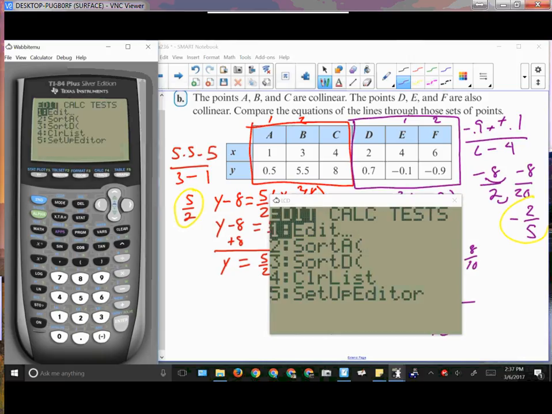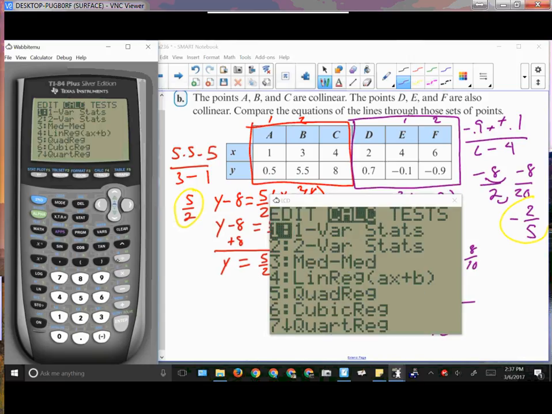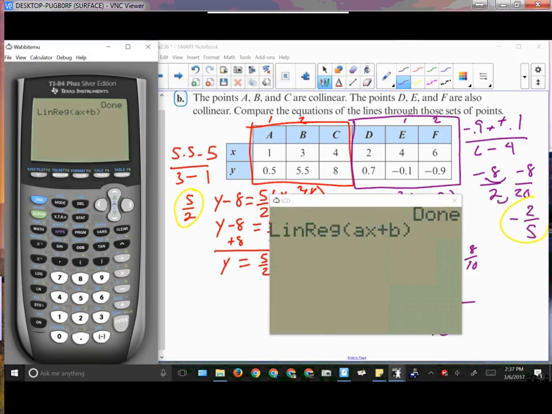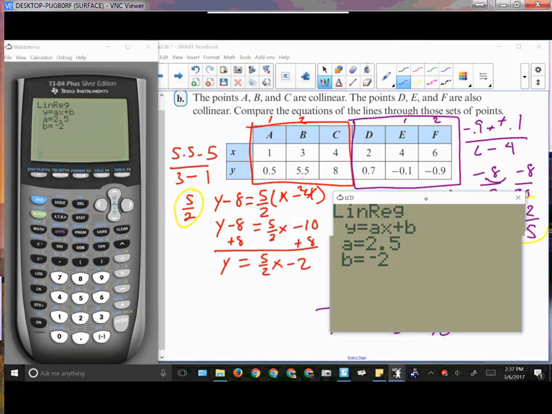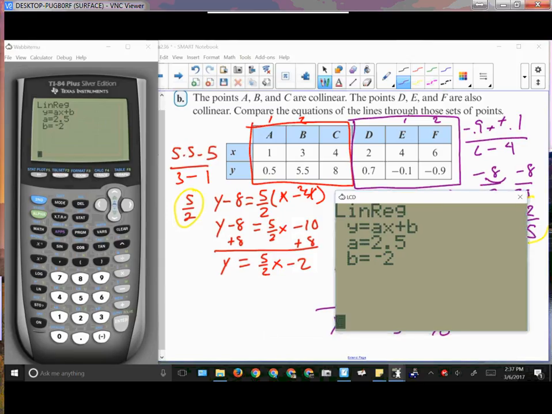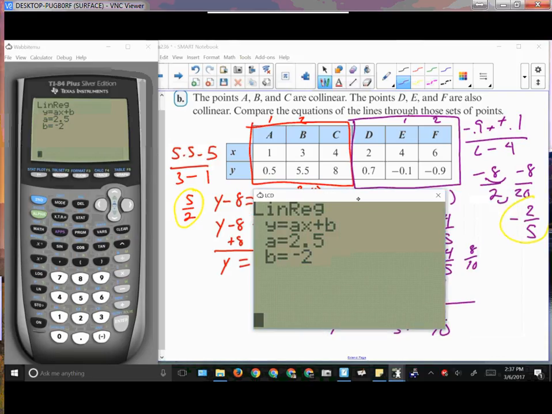Now we press Stat, Calc, and number 4. Yes. Enter. So I have my equation. It says A is equal to 2.5, and then I get negative 2. By the way, if I take 5 over 2, is that 2.5? Minus 2.